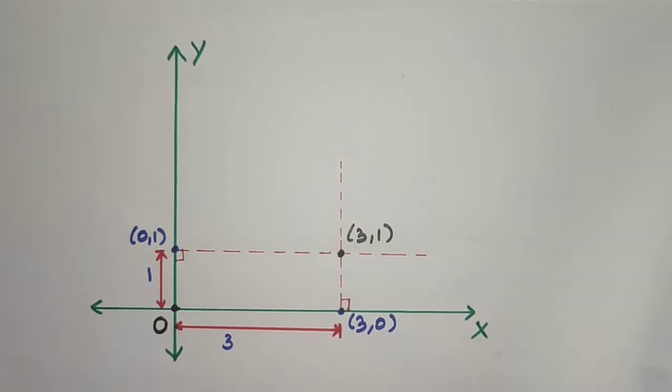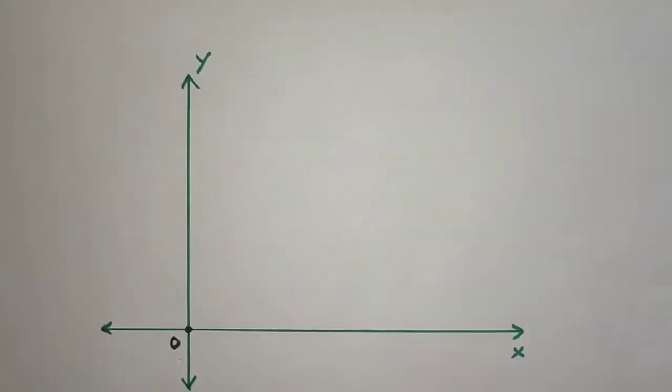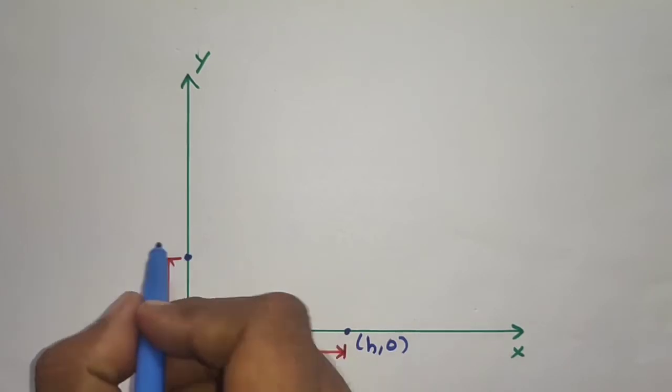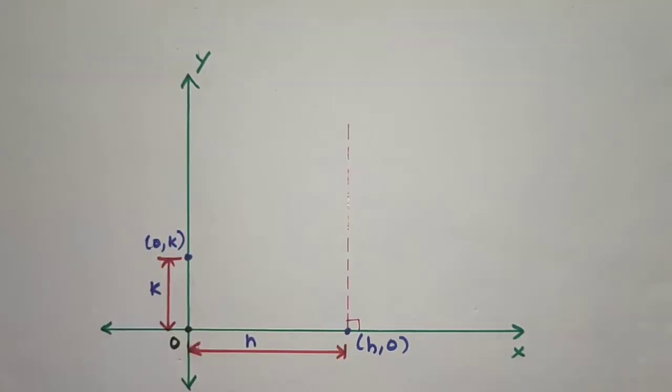Similarly, we have to plot a point P(h, k) on this system. Now, how do we do that? On the x-axis, we'll cover a distance h, plot (h, 0). On the y-axis, we'll cover a distance k and plot (0, k). We'll draw perpendicular from (h, 0), draw perpendicular from (0, k). And the point where these two perpendiculars intersect, that point is (h, k).